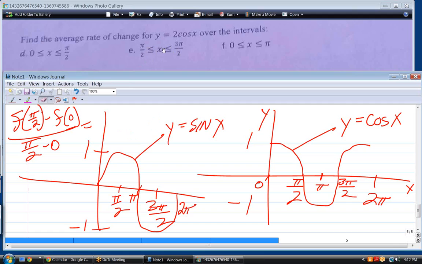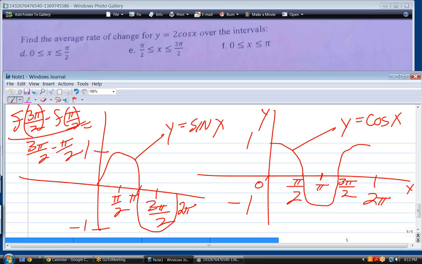All right, let's do this interval. What goes in all my spots here? What goes up top? It's 3 pi over 2 in the first one. And then pi over 2 in the other one. And then 3 pi over 2 minus pi over 2.